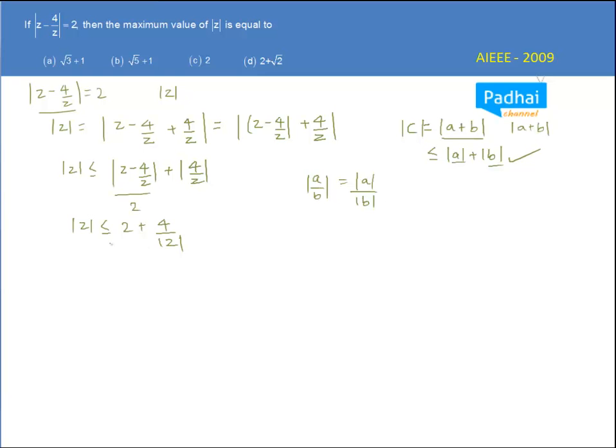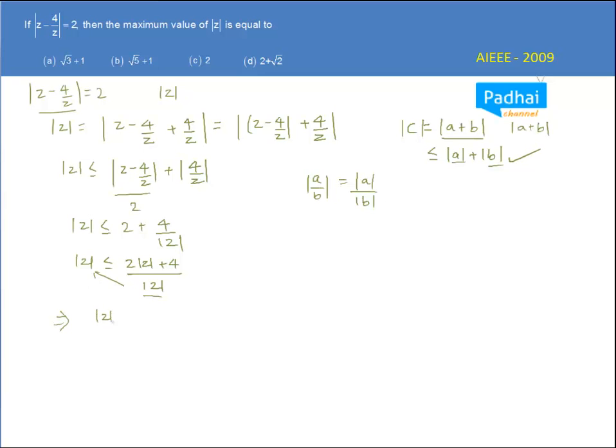Now I try to make a quadratic by cross multiplying. Some good students might ask whether you can be sure of multiplying by mod z, because you don't know its value. But in the options we are looking at, it is not 0 and it is positive. The only problem with cross multiplying in inequalities is that if you multiply by a negative term, the sign changes. But mod z is a positive quantity, so I can cross multiply.